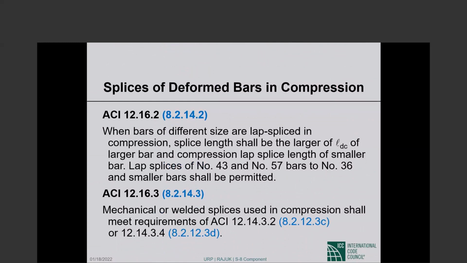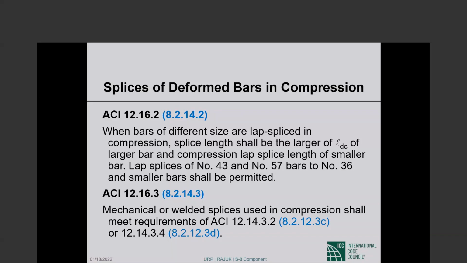Splices of deformed bars in compression. Continuing, when bars of different size are lap spliced in compression, this is not uncommon at all. When bars of different size are lap spliced in compression, splice length shall be the larger of the compression development length of larger bar and compression lap splice length of smaller bar. This is very similar to what we had for tension.